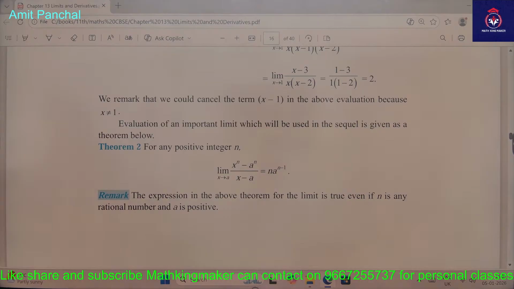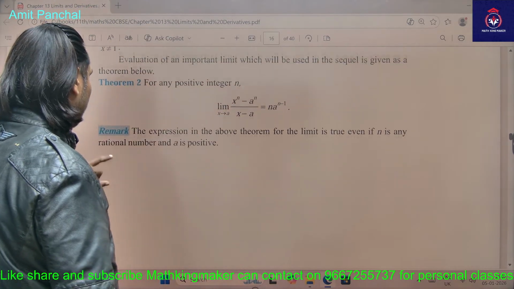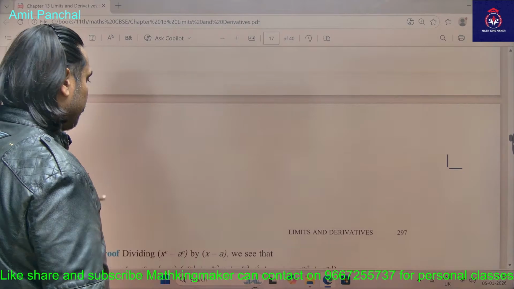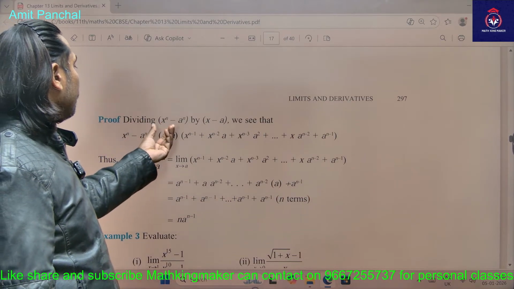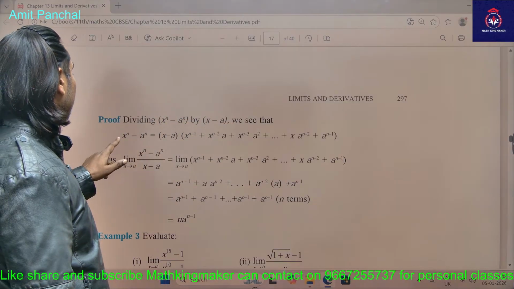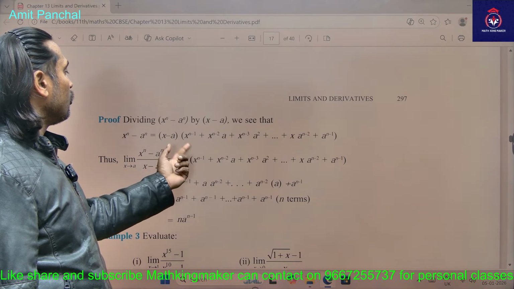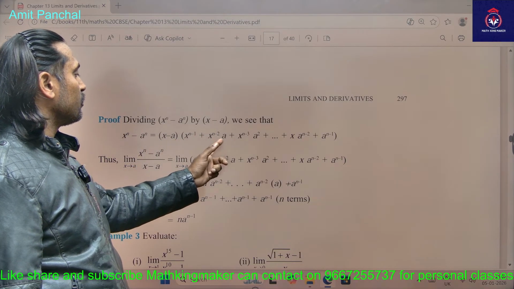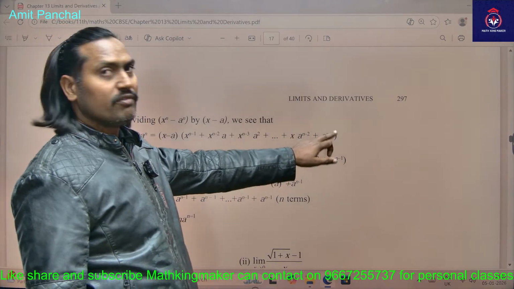Done? Yeah, sir. Okay. Now we'll see how it is derived. So it is basically by dividing x to the power n minus a to the power n by x minus a. So x to the power n minus a to the power n, I can write like this: x minus a into x to the power n minus 1, x to the power n minus 2 into a, and so on to a to the power n minus 1.